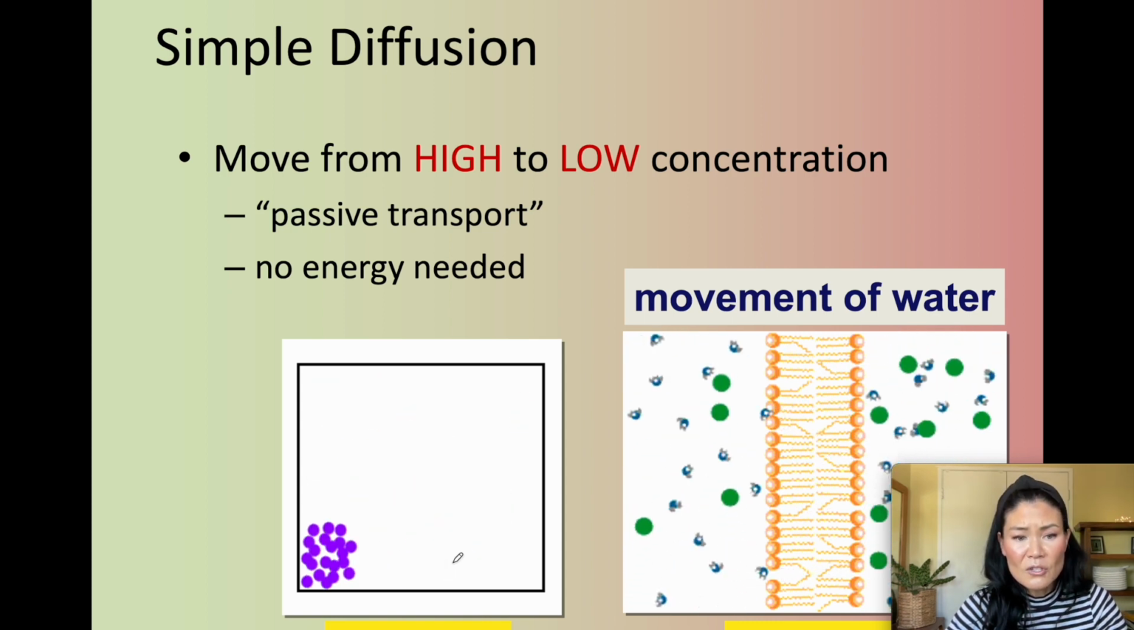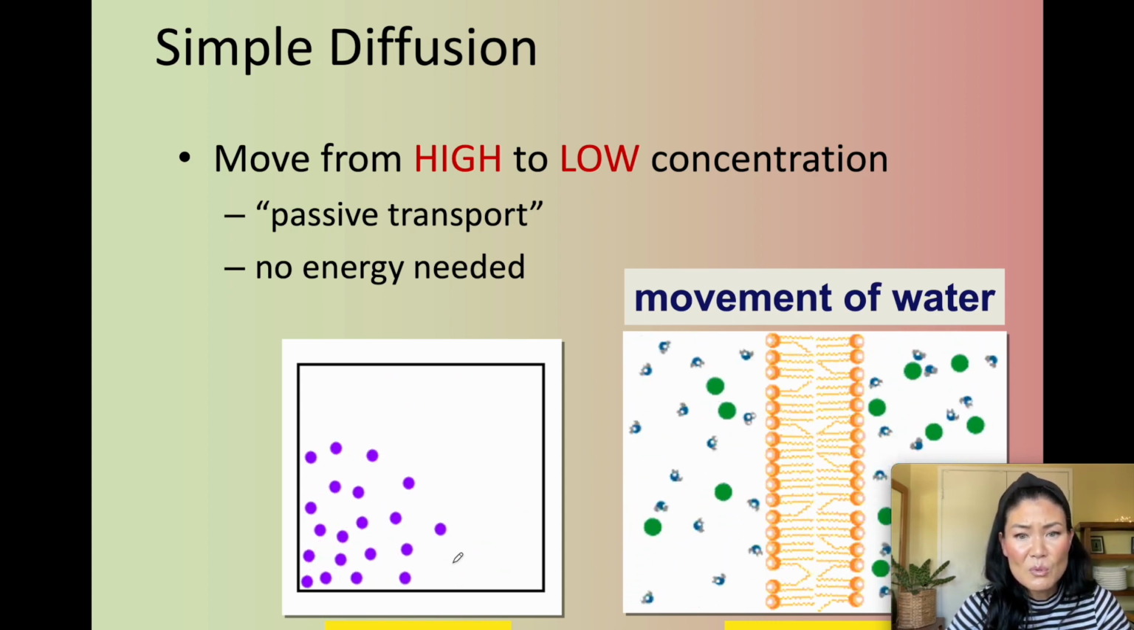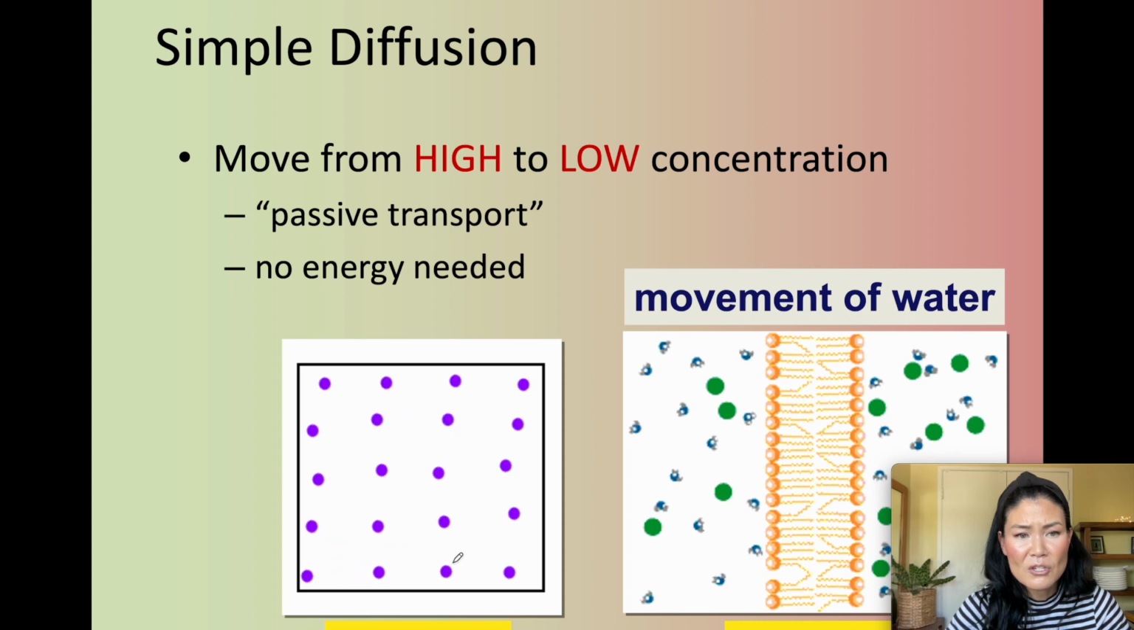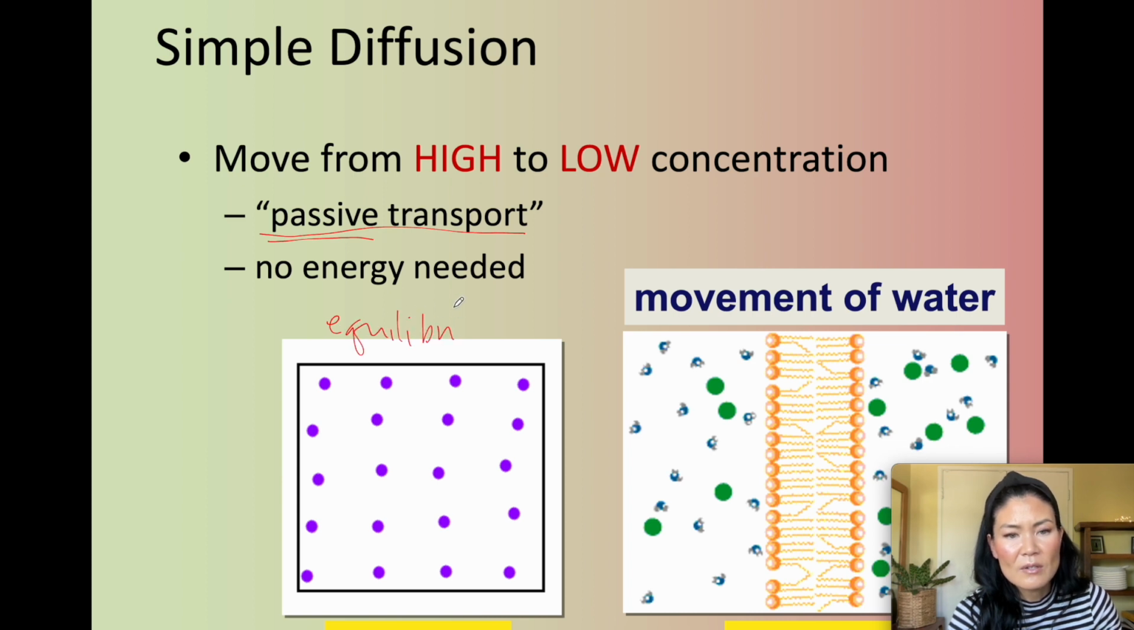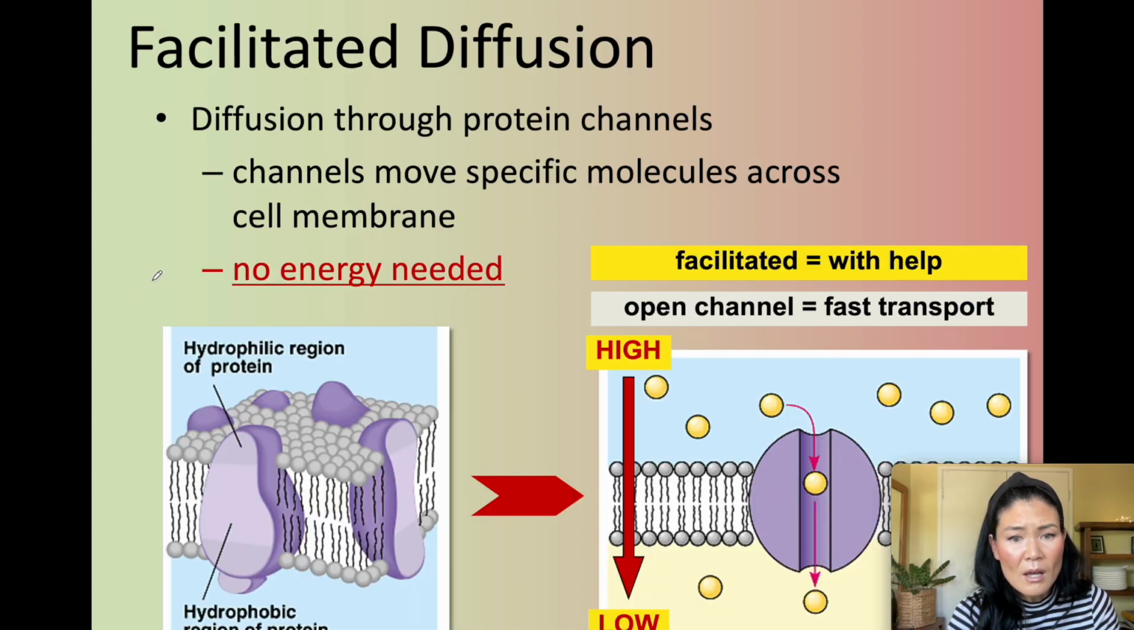So simple diffusion is when molecules move from high to low concentration. It's what we call passive transport. Passive because there's no energy needed. It just happens on its own, okay? There's no energy needed until equilibrium is reached. Equilibrium. All right, but then there's also something called facilitated diffusion, okay?